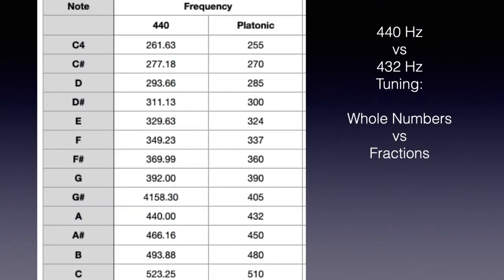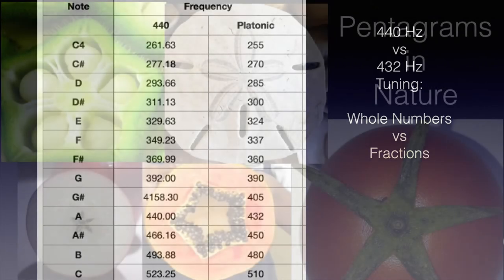And we talked about the standard of tuning of 440. So if you use the standard of 440, these are the frequencies of the notes going up the scale, all 12 notes. And you'll notice that every one of them, except for the A, the 440, has a fraction. They're not a whole number. However, the Platonic series actually has only whole numbers and no fractions.